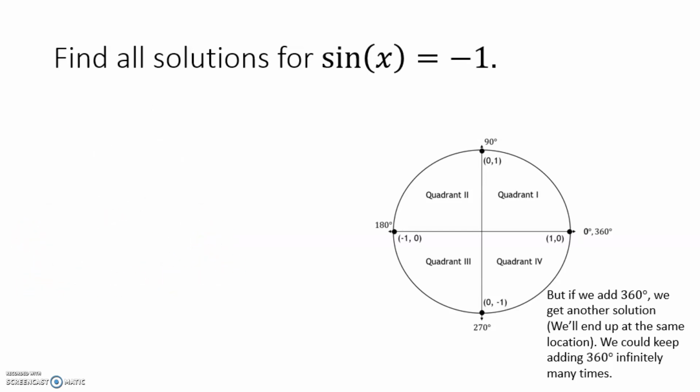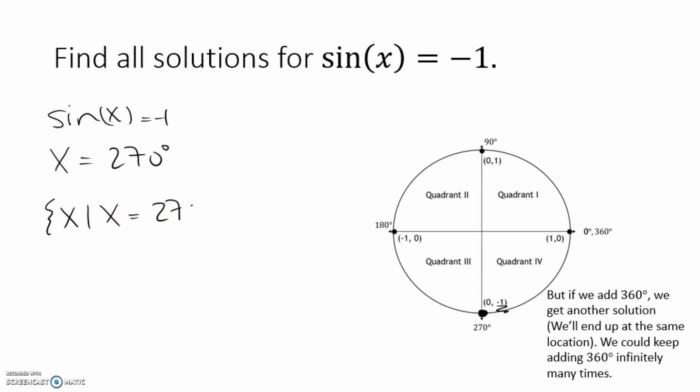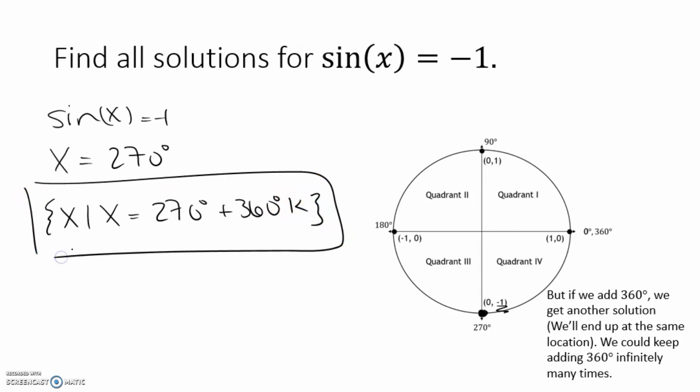Find all solutions for sine of x equal to negative 1. Where is sine, or that second number, equal to negative 1? Just right here at 270. So to get back to that 270, you would keep adding 360. So x is equal to 270 is just one answer. My solution set will be x such that x is equal to 270 plus 360k. And that's your final answer.